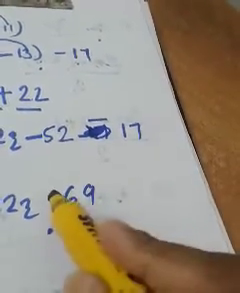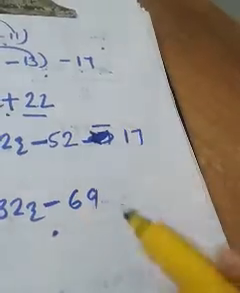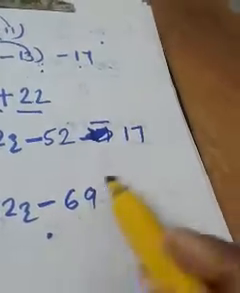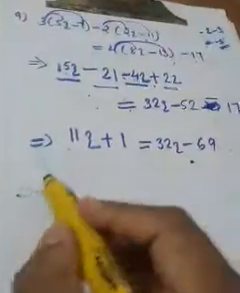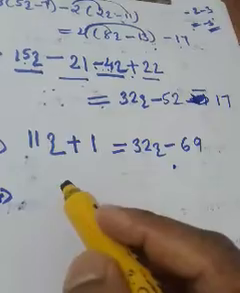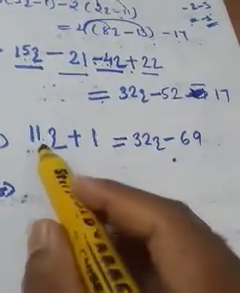Then answer will be minus 69 if both numbers are minus. This is a way of subtraction. Okay, what is minus 2 minus 3? Minus 5. Just like that, minus 52 minus 17 will be minus 69. Now it is simplified. Now let us take all the terms with the variables together.